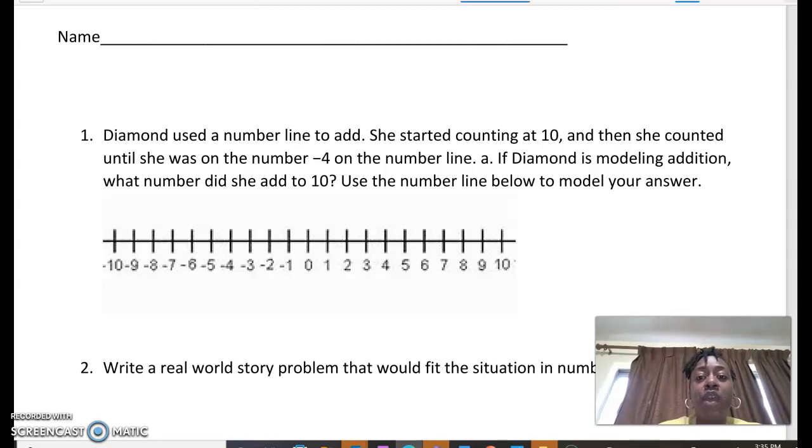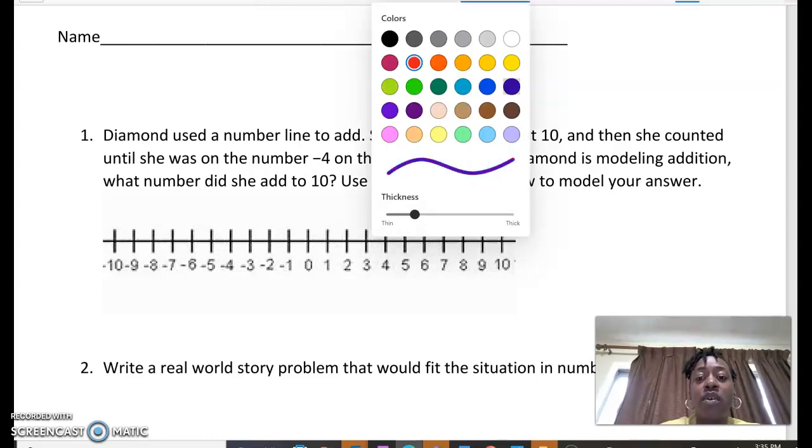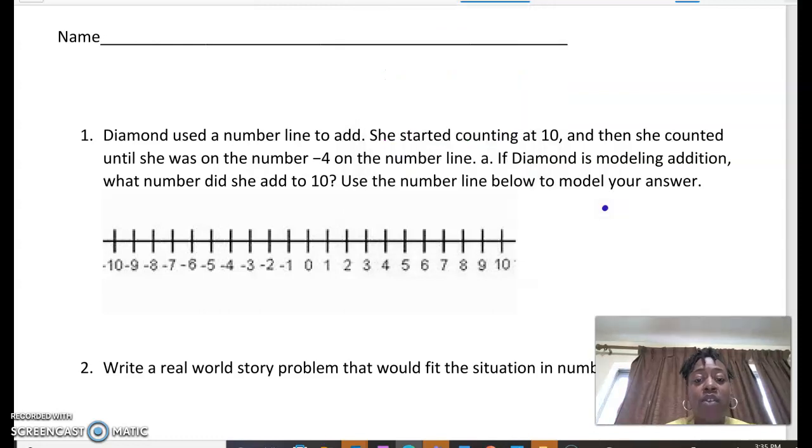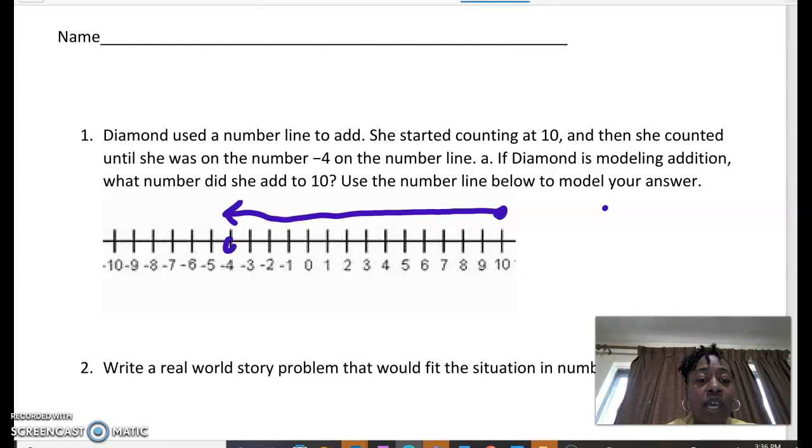So I am going to use this number line to model. So first, she started at 10. So this is the starting point. And she kept counting until she was on -4. So let's just draw a line, stopping point, going to -4. So that's her stop point. All right. It says, if she is modeling addition, what number did she add to 10? Use the number line below.